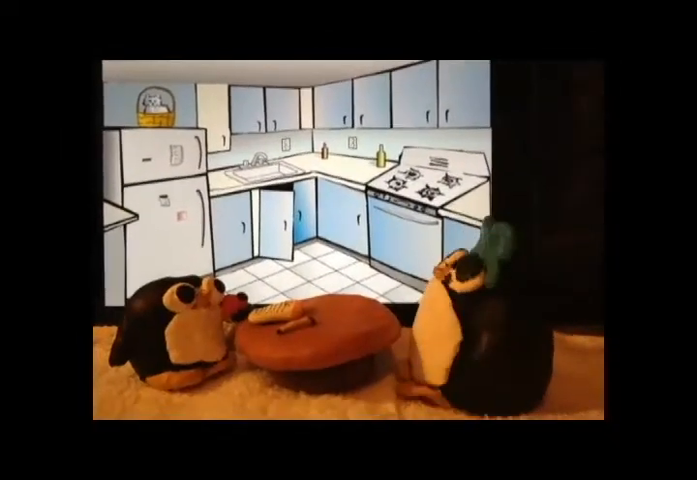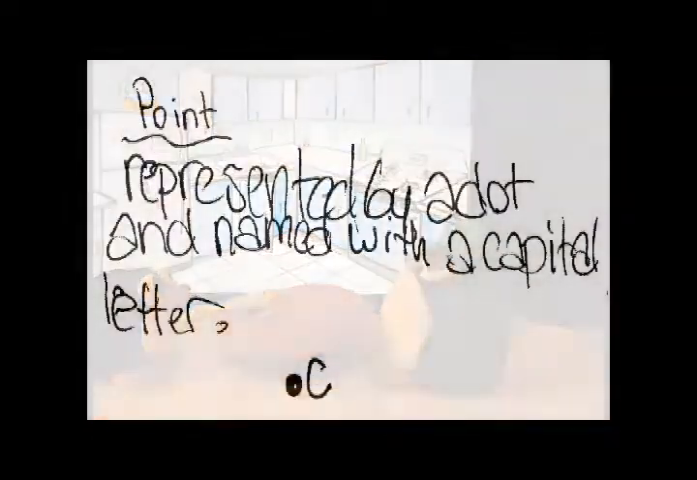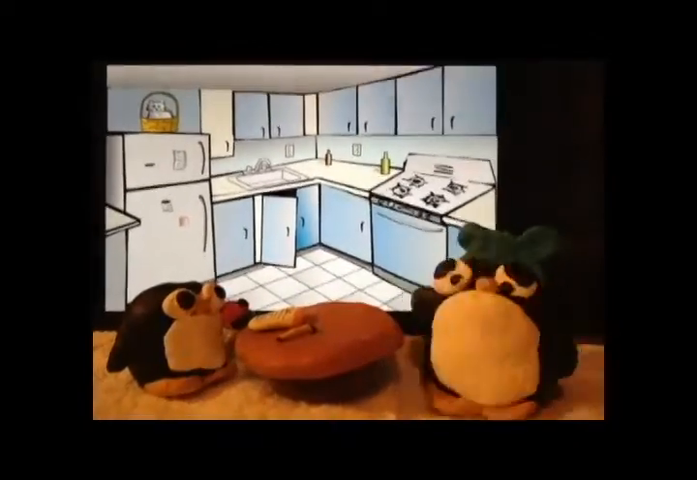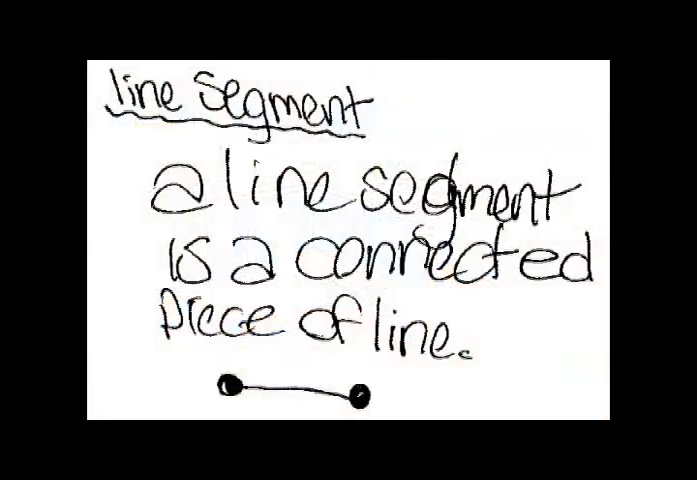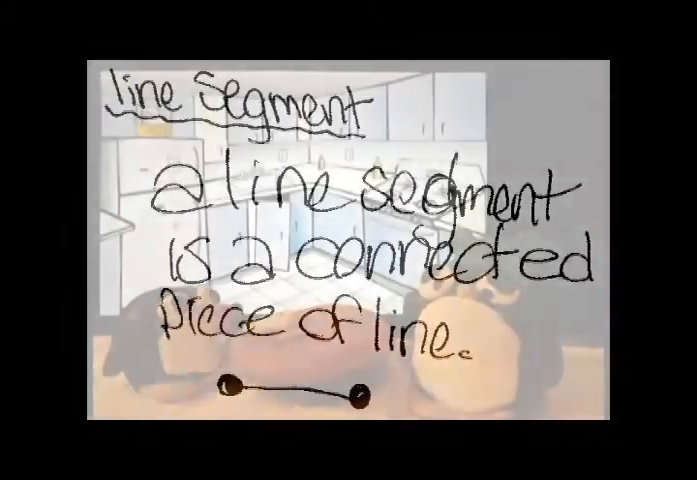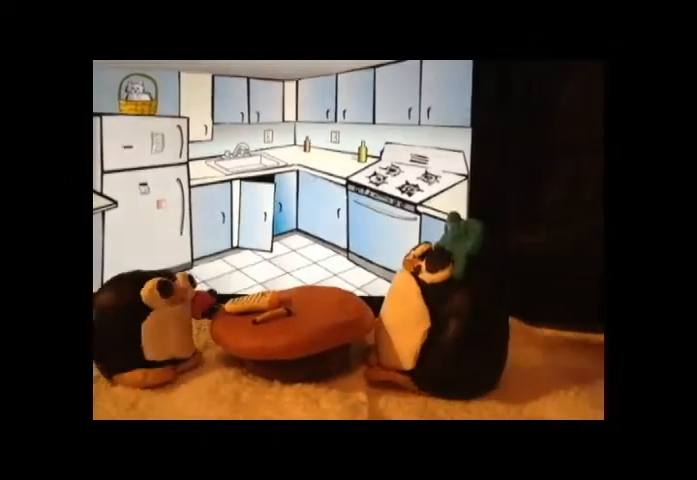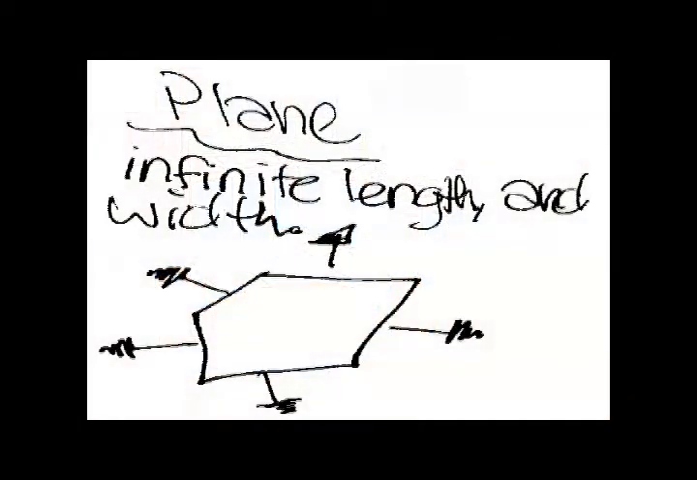A point is represented by a dot and named with a capital letter, and it looks like this. A line segment is a connected piece of line with endpoints on each side, and it looks like this. A plane has an infinite length and an infinite width, and it looks like this.